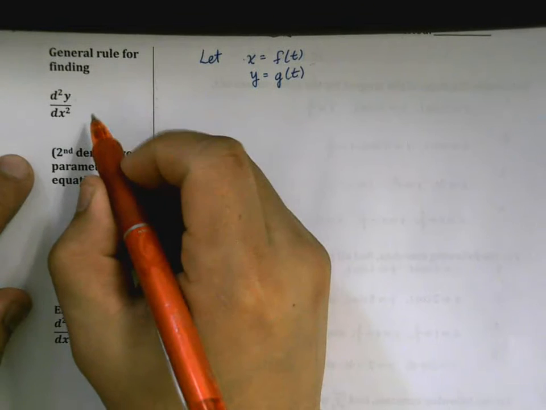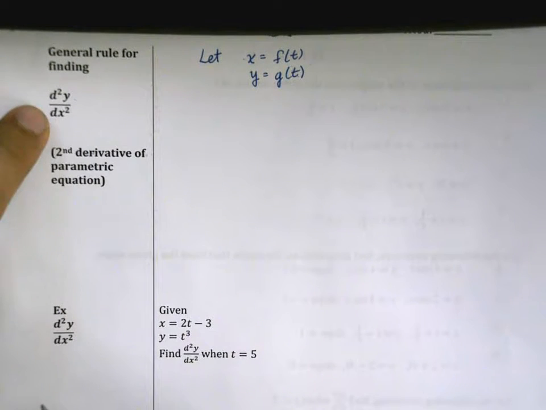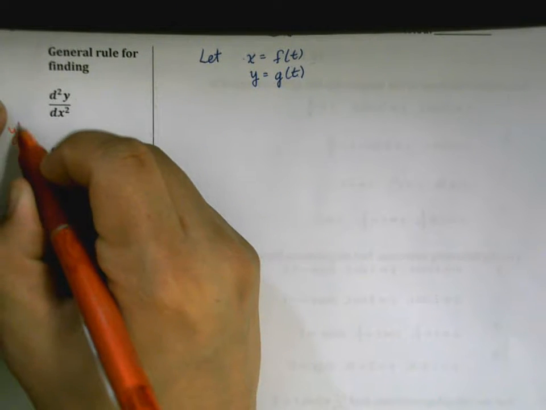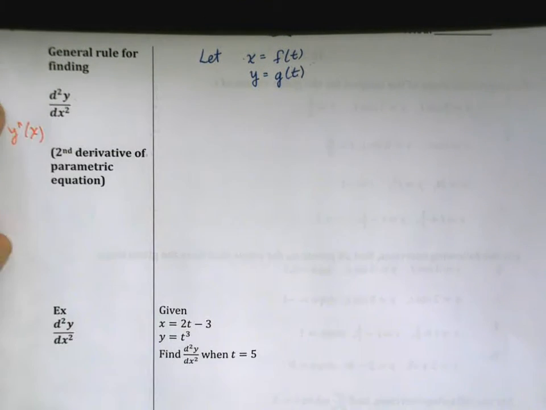It's kind of weird. We want to find the second derivative, and that's what this notation really means. I know it looks really weird and unusual, and I'm not sure what the motivation was for writing it this way, but this is just another way of saying y double prime of x. That's all it really means.